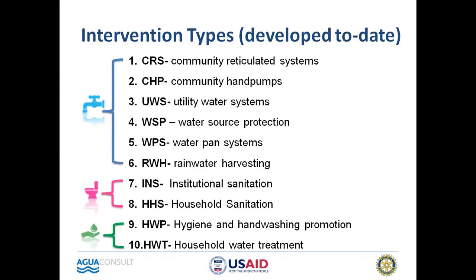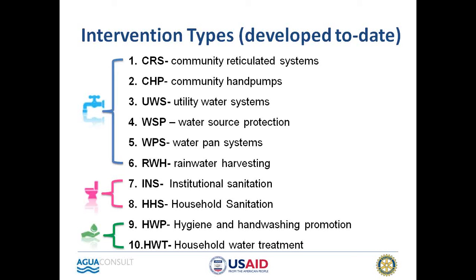The intervention type is the second component. And we have developed framework spreadsheets for a total of 10 intervention types to date. However, with the PDF that's available at the WASHplus website, 7 are included. And that is because we are currently working with the tool in 2 additional countries. And so those frameworks are available for those that are interested. And those are shown here.